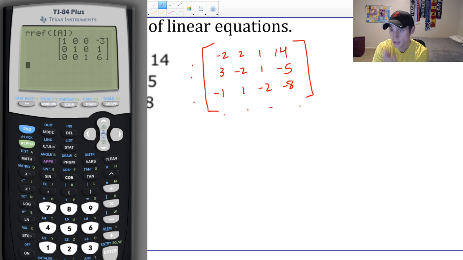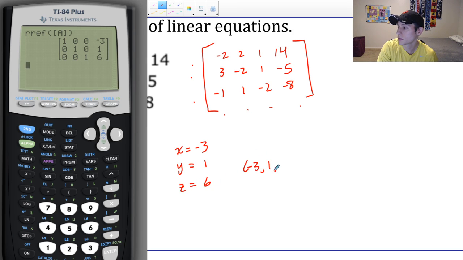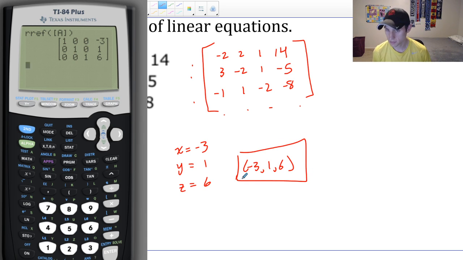What that tells us, going from top to bottom on that right column, is that our first variable was x, so x equals -3, y equals 1, and z equals 6. So -3, 1, 6. And that's my final answer. Much quicker, much easier than doing the solving by hand. You still need to know how to solve by hand, but it's more tedious and easier to mess up.